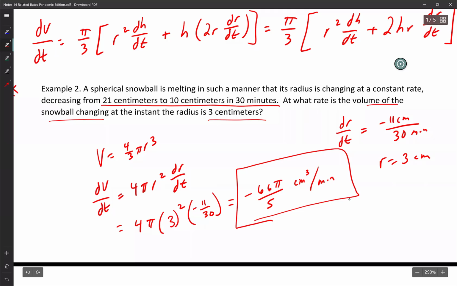There it is. If you're wondering, is it really cubic centimeters per minute? Yes. The radius was in centimeters. When I squared it, that was square centimeters. The rate, dR/dt, is in centimeters per minute. Centimeter squared times centimeters, that's centimeters cubed per minute.